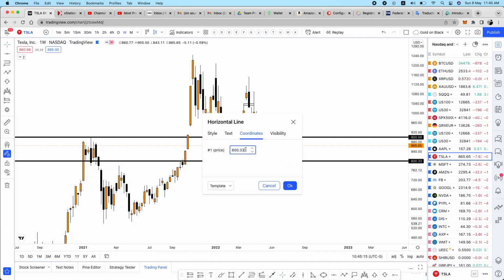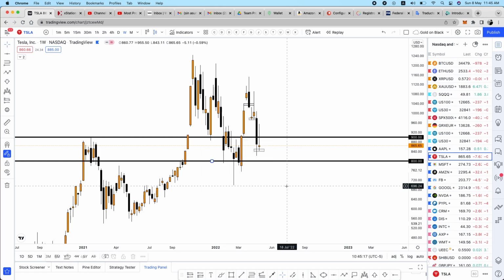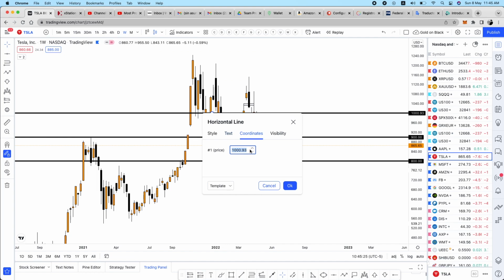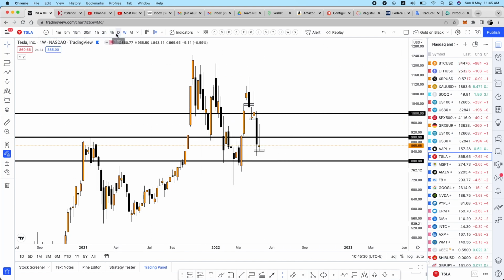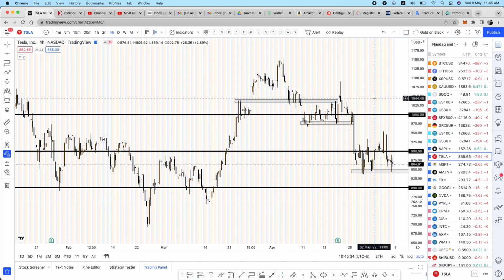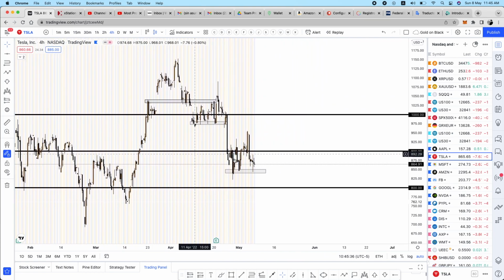Every 100. Every $100. Let's see. Right. And let's go now above, maybe 1,000. Just an example. Right, nice three psychological levels. Let's go now to a smaller time frame. I'm on a 4 hour, and let's see. The market tends to react to those levels.